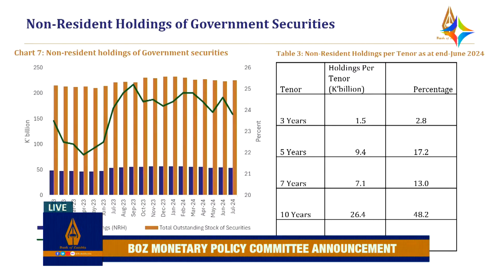Now, when we break it down in terms of what it is that they are holding, we see that they are concentrated in bonds pretty much. But another interesting aspect is that most of this is in 10 years and above. So we give you for 3 years, they have 1.5 billion kwacha, which represents 2.8% of the total, and so on. So that's what this table is trying to show. So you see that the bulk of the holdings are in 10 years tenor.